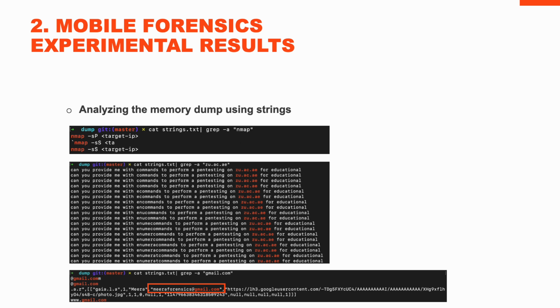We utilized the strings command, and we were able to find the same results. We found the same prompt along with recommendations, as well as a potential login email utilized by the suspect or the attacker.